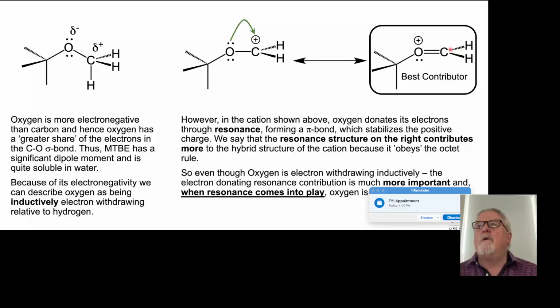So we could draw this structure. We say this is the best structure because the octet rule is obeyed. Oxygen has 8 electrons around it. We could show another resonance structure with an oxygen-carbon single bond and a positive charge on the carbon. So that charge is delocalized over the oxygen and the carbon.